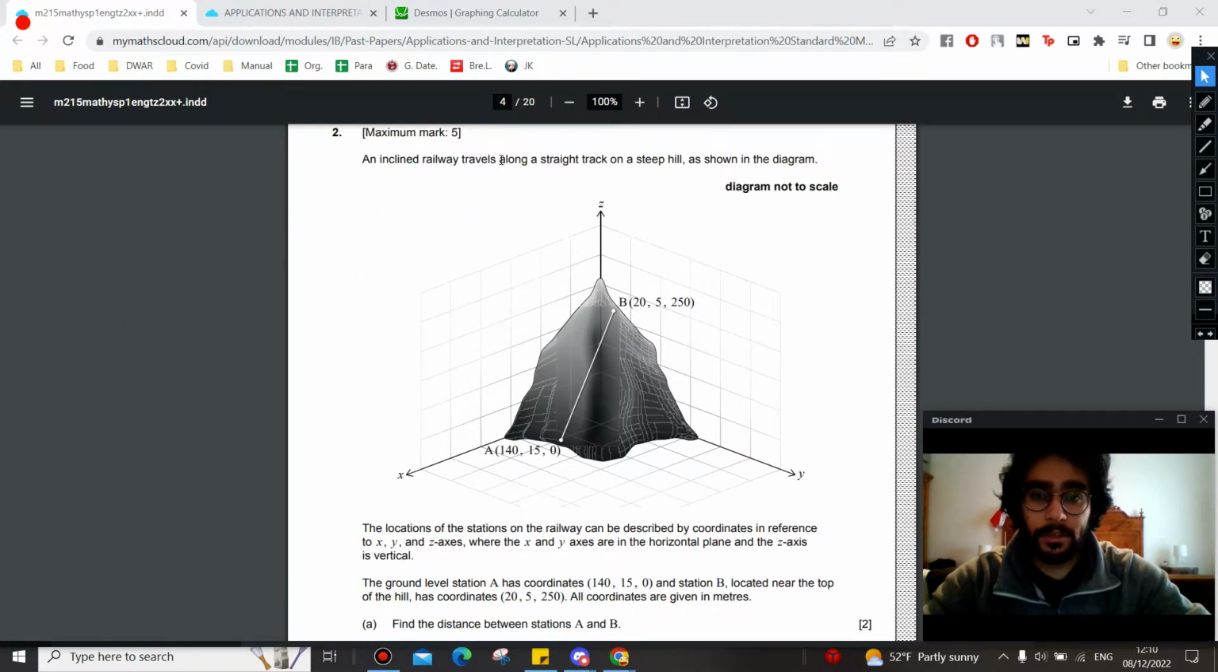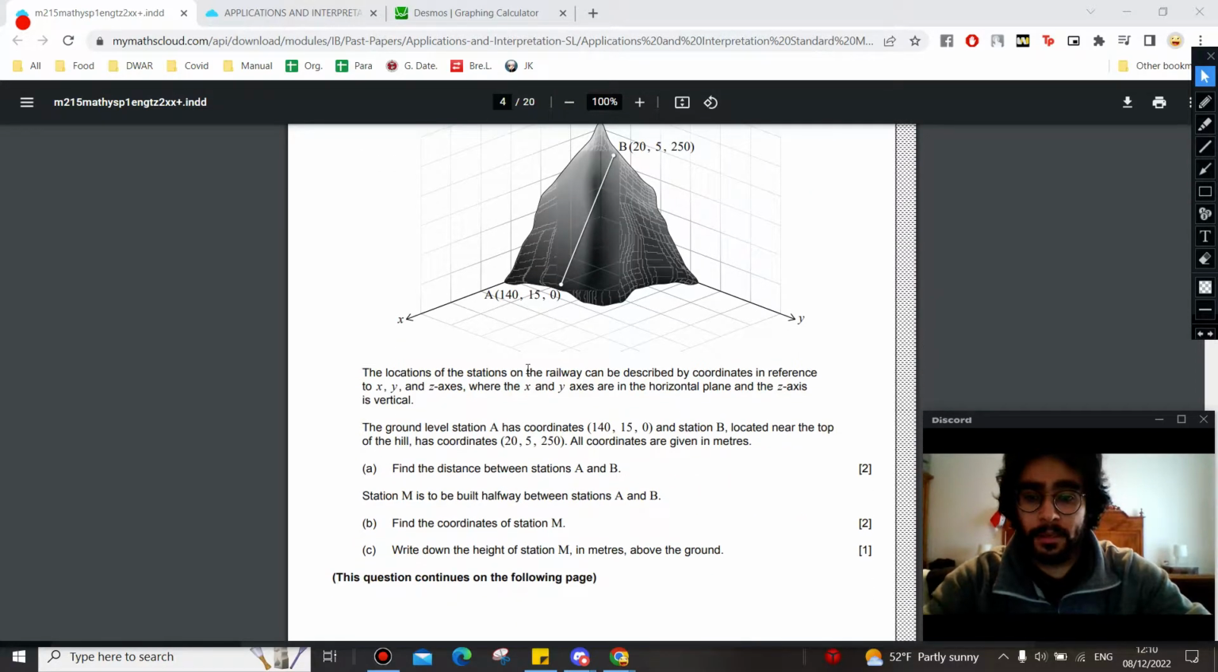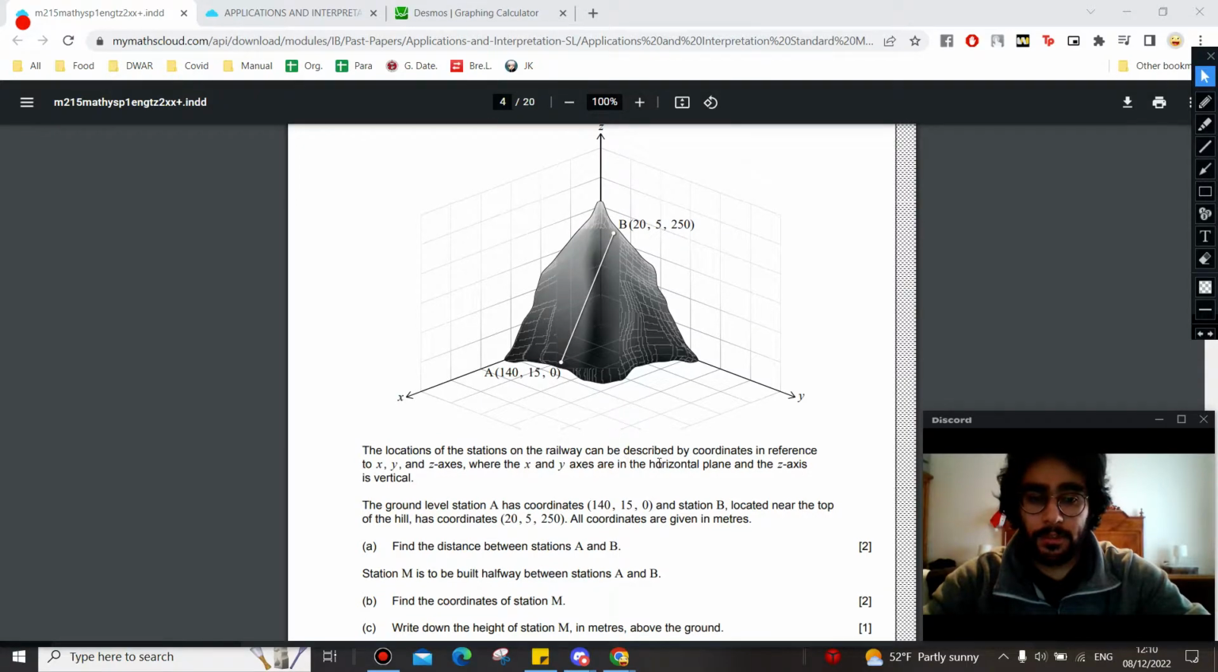Okay, an inclined railway travels along a straight track on a steep hill, as shown in the diagram. The locations of the stations on the railway can be described by coordinates in reference to x, y, and z axes. Okay, we have a coordinate system. It's three-dimensional, where the x and y axes are in the horizontal plane, and the z axis is vertical.